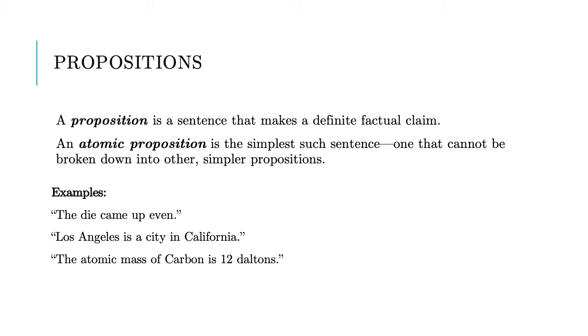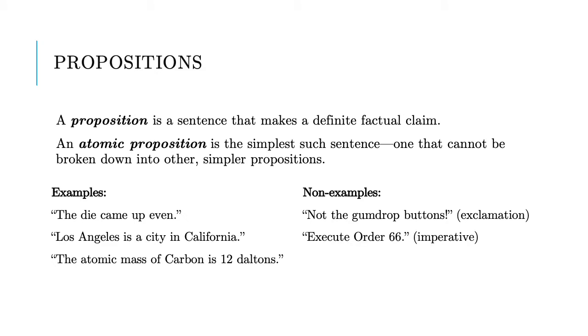However, there are many expressions in the English language that we should recognize do not make definite factual claims, and so are not propositions. Non-examples of propositions include exclamations like "not the gumdrop buttons," imperatives like "execute order 66," and interrogatives like "to be or not to be."